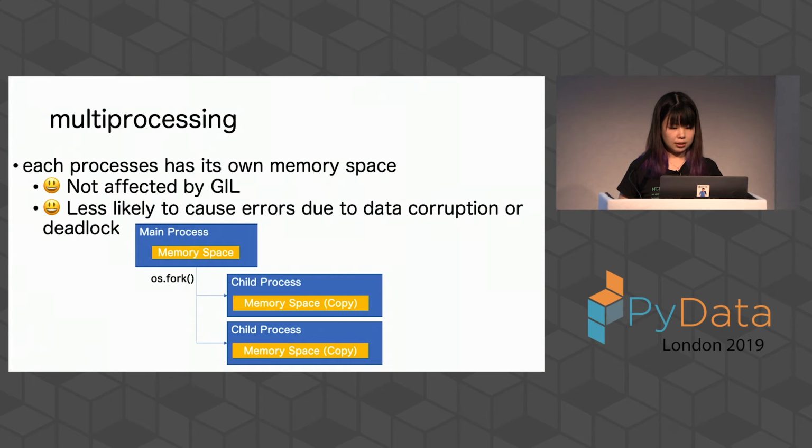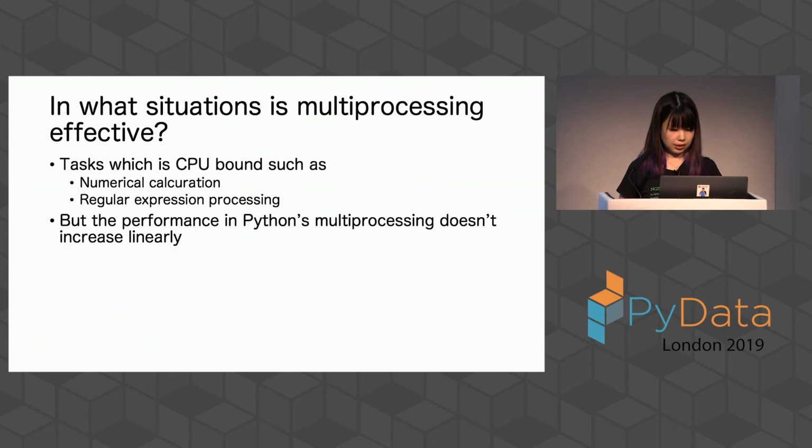In what situation is multiprocessing effective? Because of such a feature, multiprocessing is effective for CPU-bound tasks, such as numerical calculation, matrix manipulation, or regular expression processing. But the performance of Python's multiprocessing doesn't increase linearly because there are overheads.